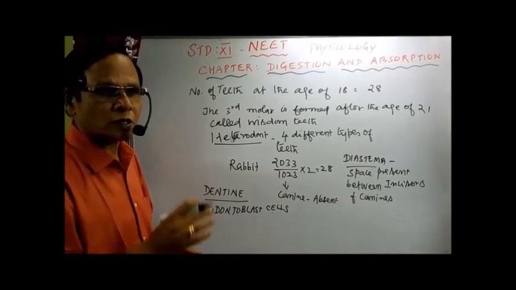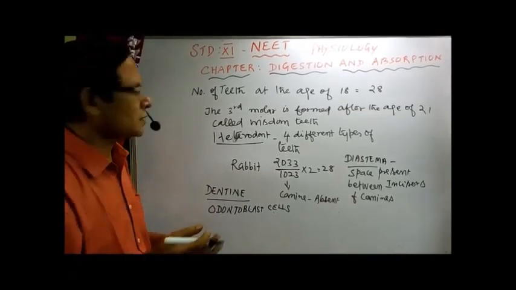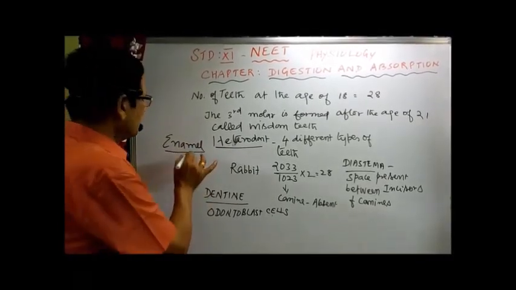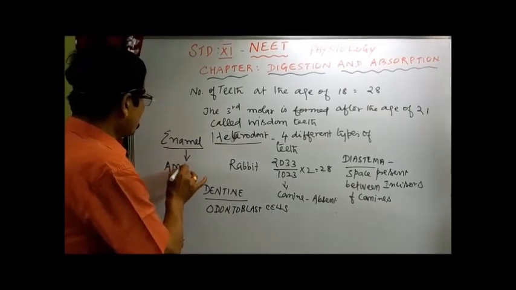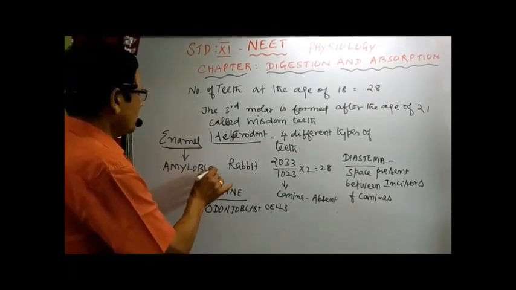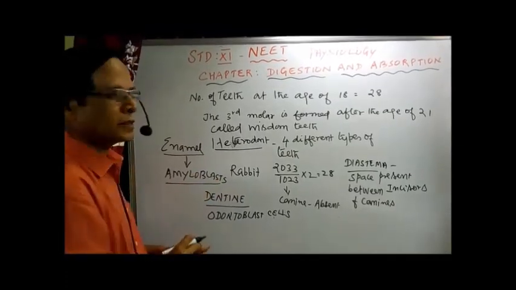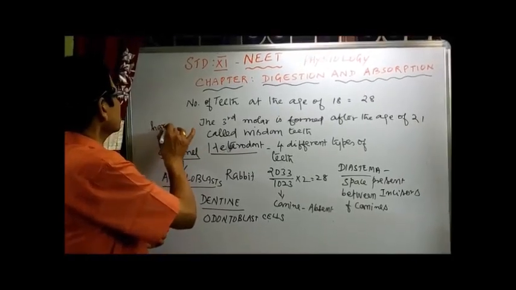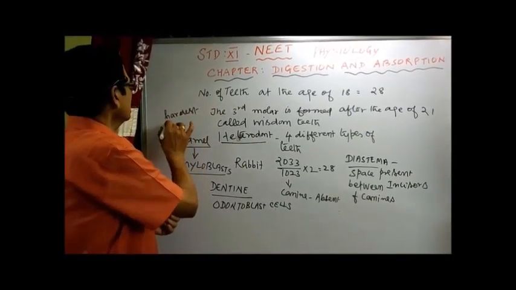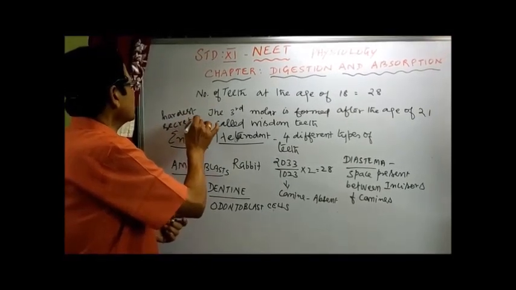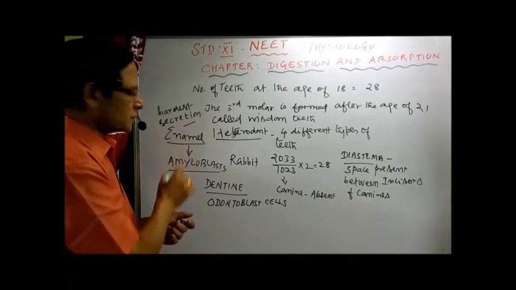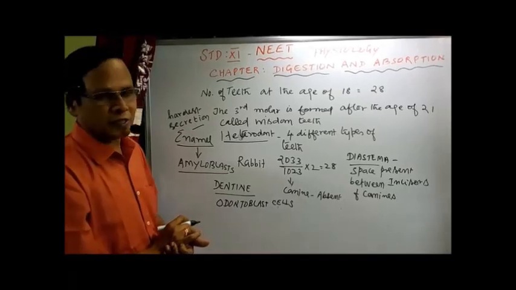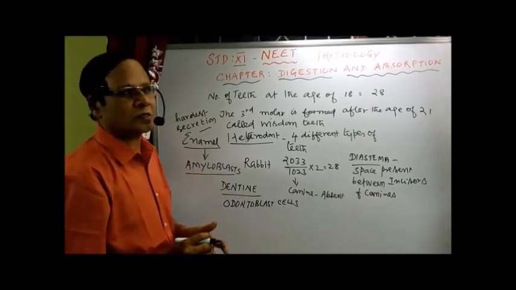Now we have the crown region. The crown region is covered with enamel. This enamel is secreted by another cell called ameloblast, the cells which secrete enamel. This is the hardest secretion in the animal kingdom, or we can say in the human body. That is one question: the hardest secretion is enamel, secreted by ameloblasts, and formed of a salt, hydroxyapatite. That's the name of the salt, it's not necessary.